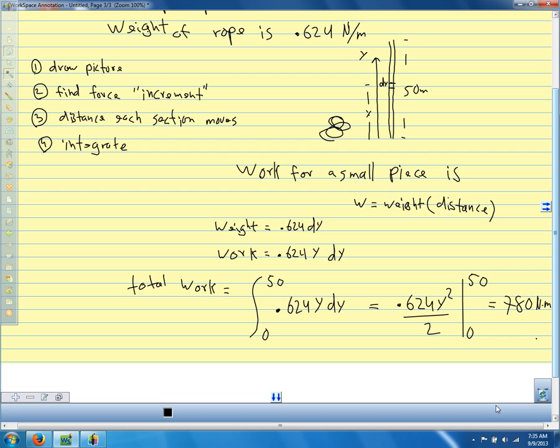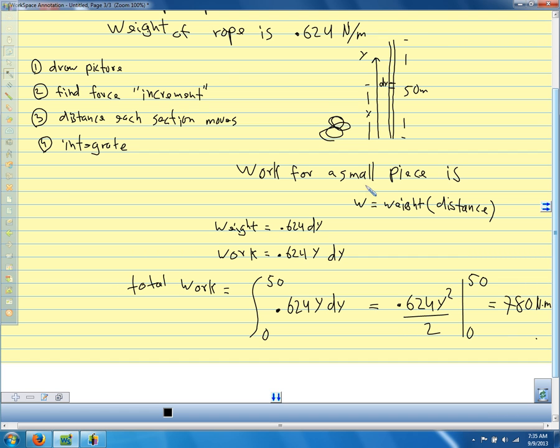So for lifting problems, the procedure that you want to follow is, from your picture, you want to divide whatever you're lifting into tiny little pieces. Find the weight of that tiny little piece. The weight is going to be the force that it takes to lift it up. Set up a coordinate system so you know how far each little piece is lifted, and then you integrate over the distance that they're lifted. You have questions?